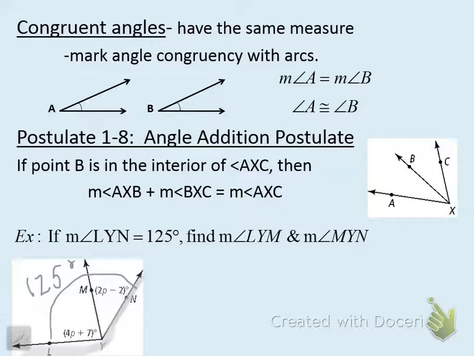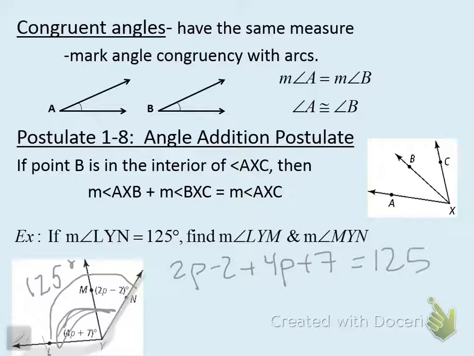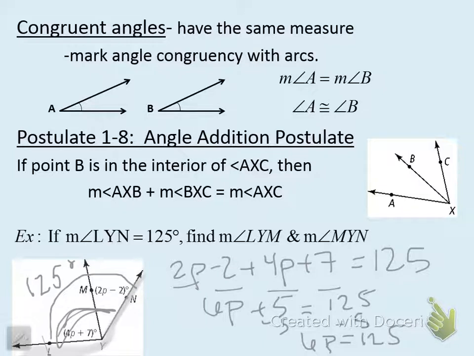So if we want to do it, we could add both of these two small angles together and set it equal to the big angle. So we're going to do 2p minus 2 plus 4p plus 7 is equal to the big angle, okay? Because if we add the two small angles, we should get the size of the big angle. So 2p plus 4p is 6p. Negative 2 plus 7 is 5. Subtract 5 from both sides. So 6p equals 125. Oh, equals 120, sorry.